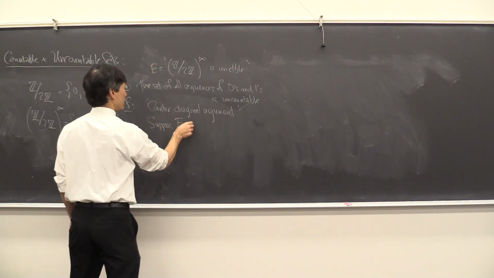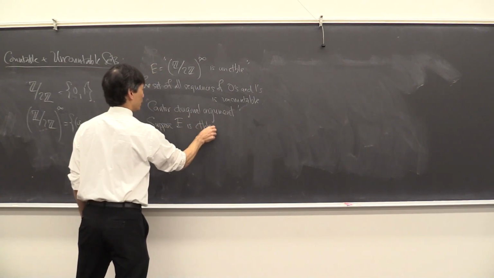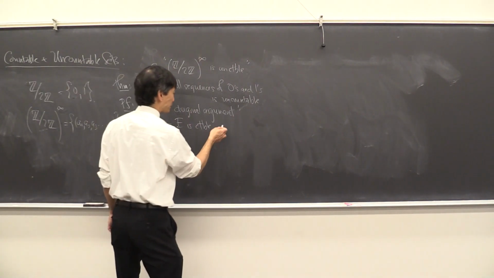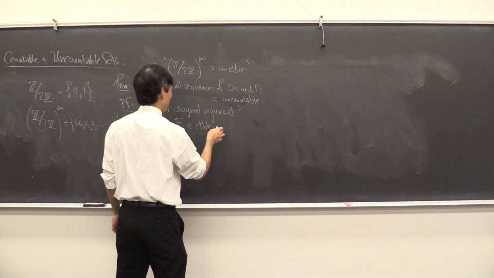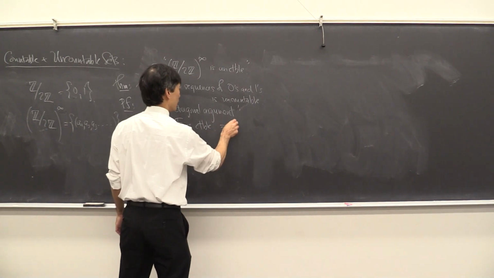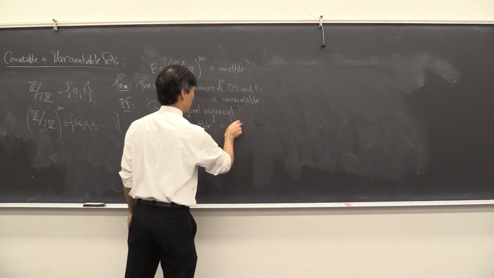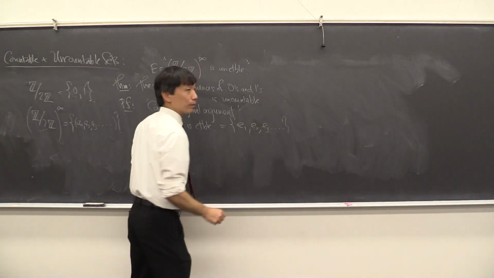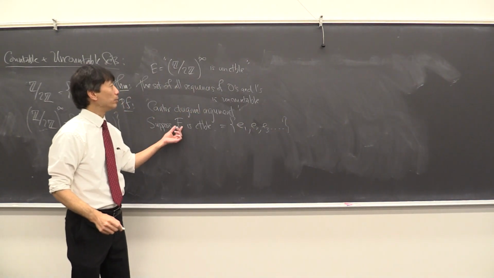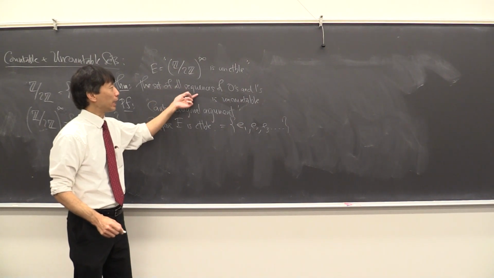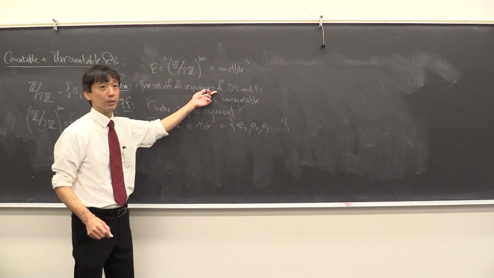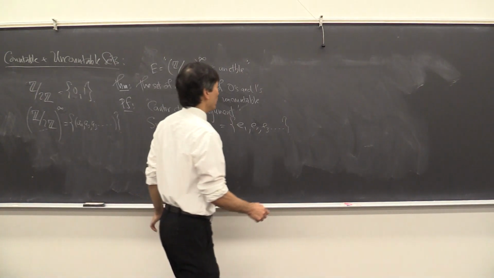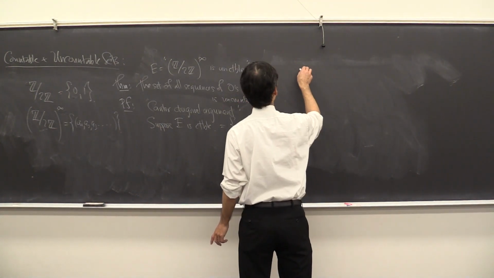Suppose E is countable. Then it's expressible as a set E1, E2, E3, etc. Right? So suppose that there's only a countable number of sequences of zeros and ones. Okay? So then write each one down.